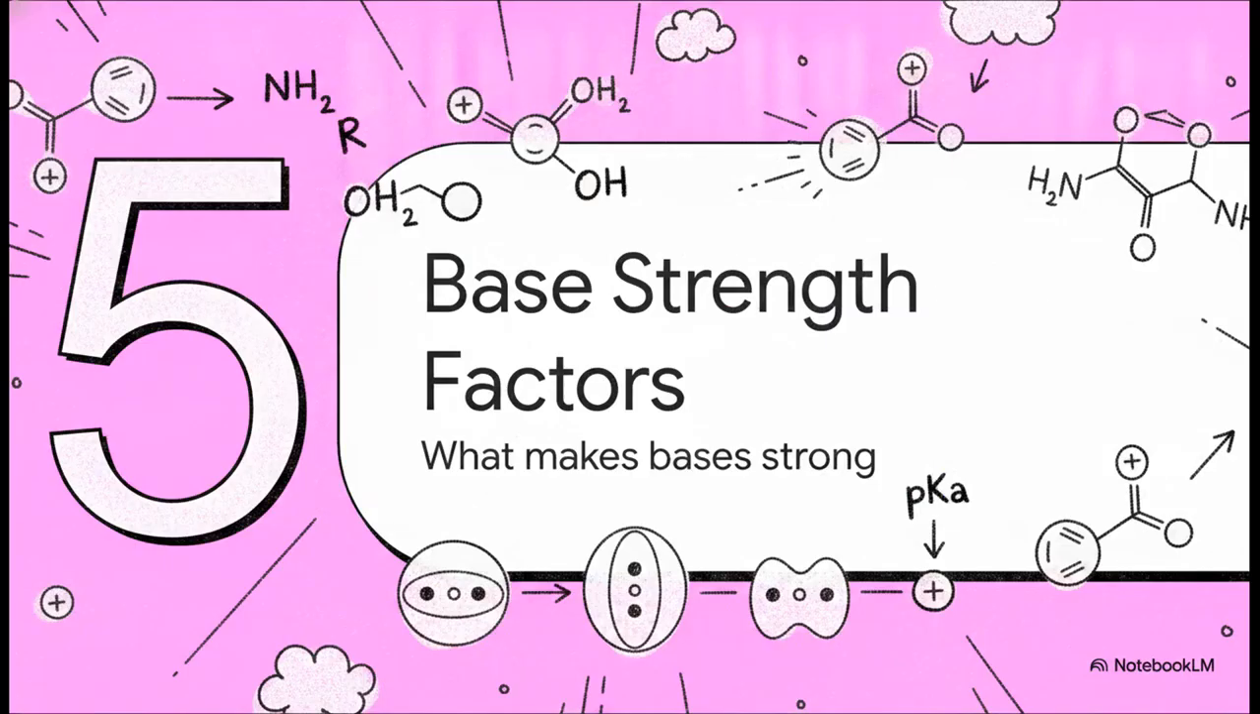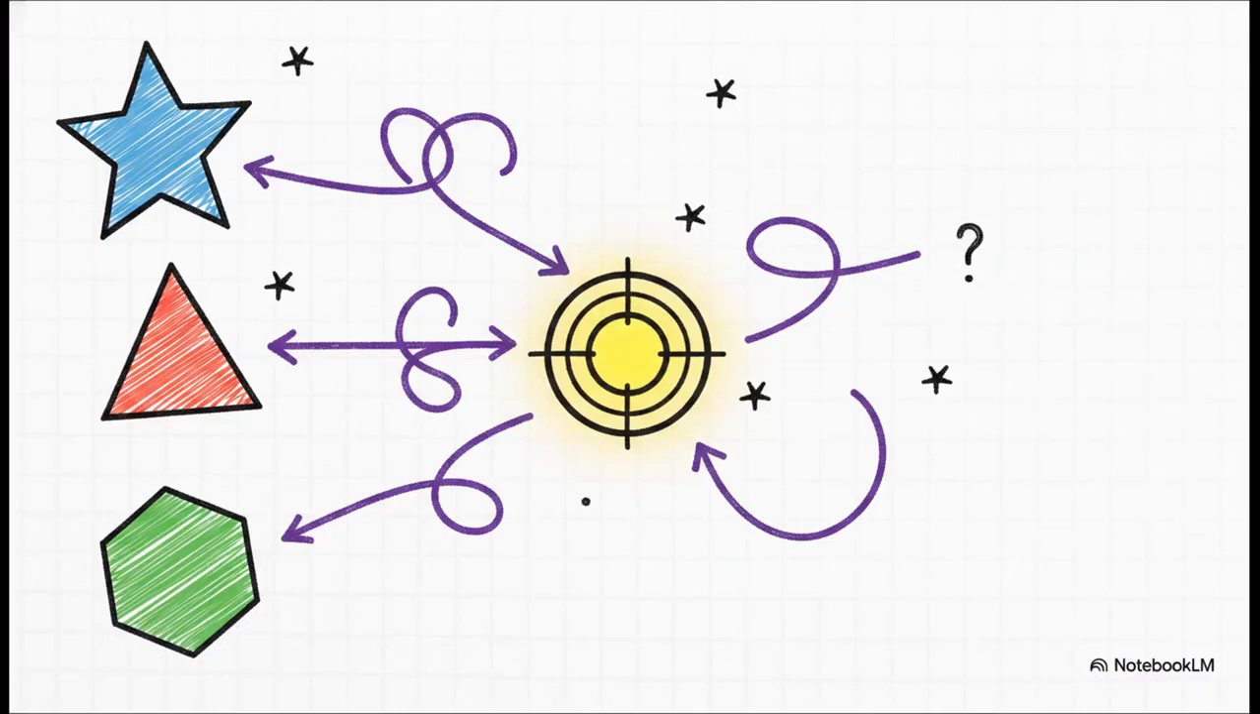Which brings us to Section 5, base strength factors. Just like with acids, not all bases are created equal. Let's uncover the mechanics of what makes a base truly strong. For bases, it really comes down to three main things: the overall structure, hybridization, and resonance. Sounds familiar, right? They're practically the same factors we used for acids. But actually, scratch that.